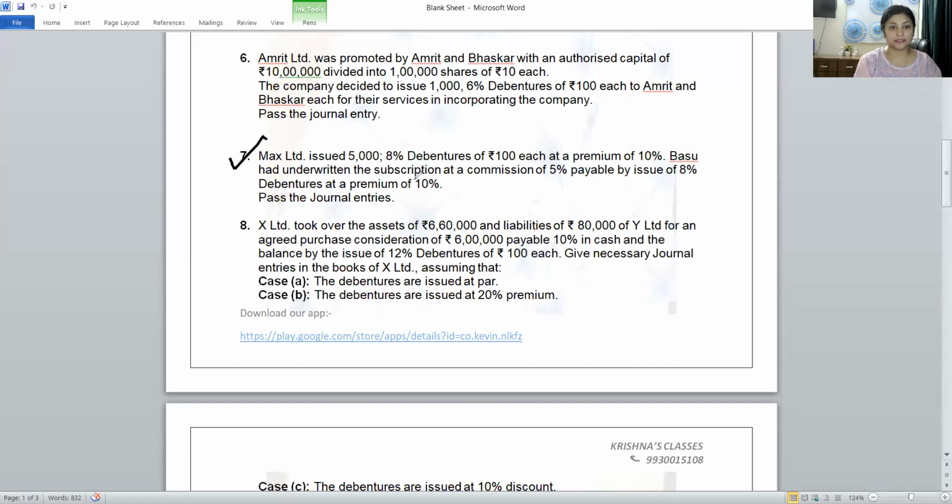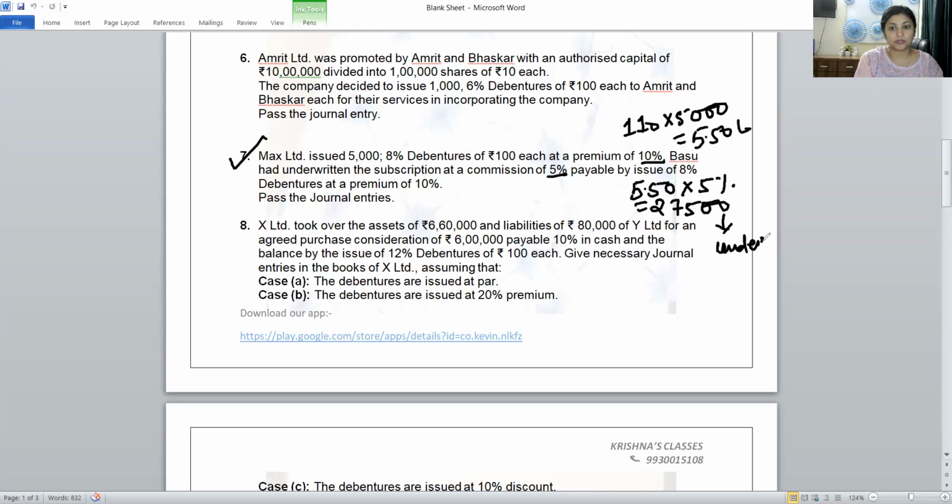It says Max Limited issued 5,000 8% debentures of rupees 100 each at a premium, means issue price is 110. And if I want to calculate the value of issue, means how much the company has got by issuing the debentures at rupees 110, we have got 5.5 lakh rupees. Basu had underwritten the subscription at a commission of 5%. So underwriting commission is going to be issue price multiplied by commission percentage. So 5.5 lakh into 5%. So commission of Basu is 27,500. This is your underwriting commission.